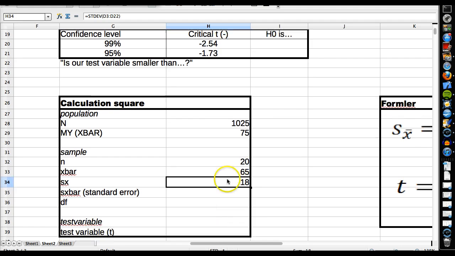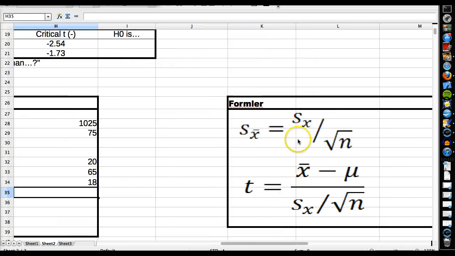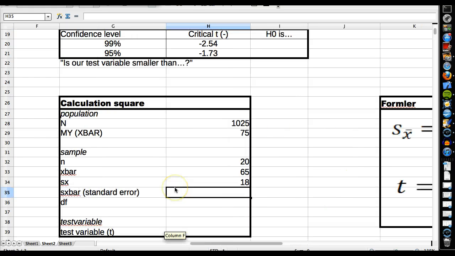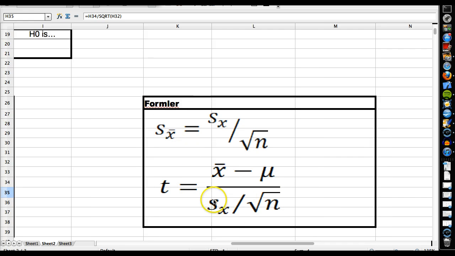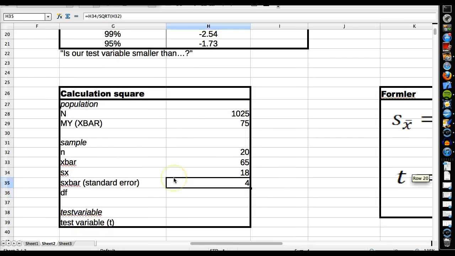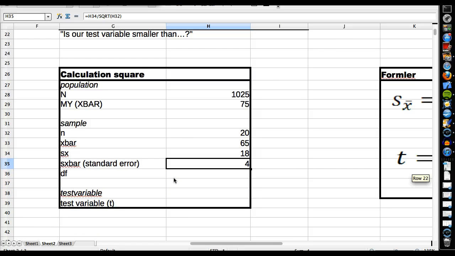So we have the n and we have our standard deviation. These two components make up our uncertainty, and we're going to summarize them in the standard error, which is this part of the formula right there. So I'm going to write equal to the standard deviation divided by the square root of n. Like so, and I get 4. So I took the standard deviation, I divided it by the square root of n. Incidentally, this is part of this formula, so now we're actually ready to calculate the test variable. But before we do that, I want to make one thing really clear.